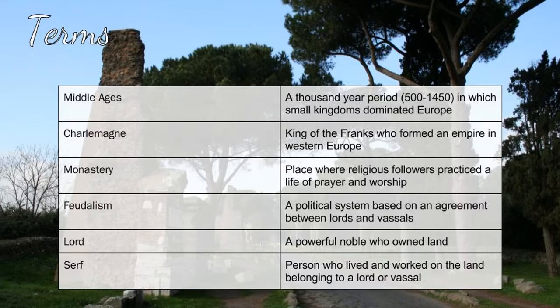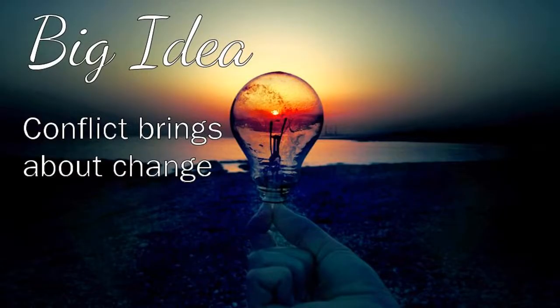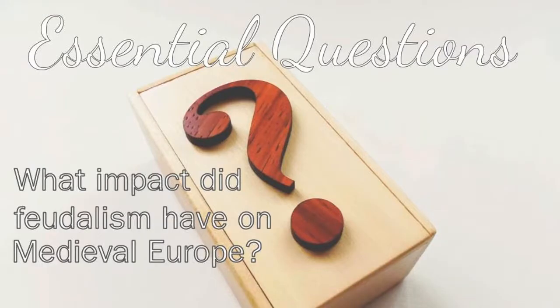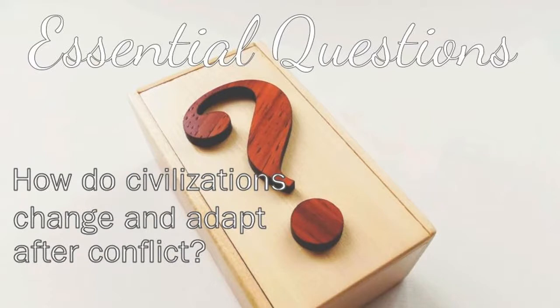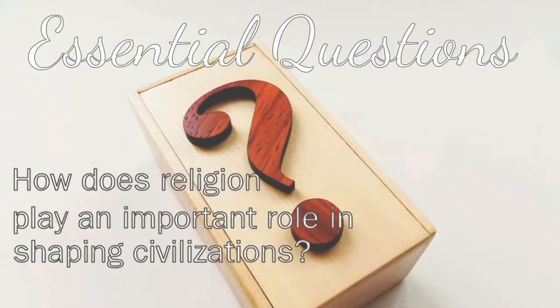In addition, when you hear this sound, you know that you've heard a vocabulary term. We have a new unit, and with the new unit, we have a new big idea. Our big idea is conflict brings about change. The first essential question: what impact did feudalism have on medieval Europe? Next essential question: how important is keeping order? Next one: how do civilizations change and adapt after conflict? And next: how does religion play an important role in shaping civilizations?